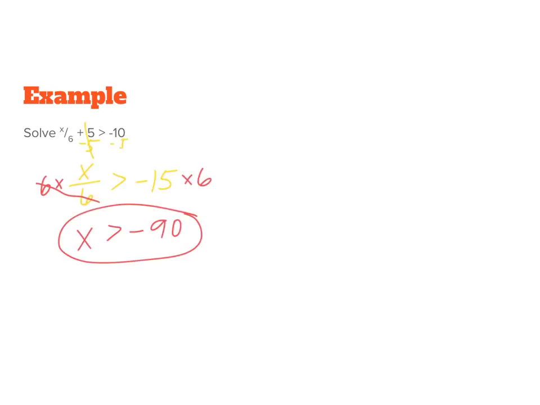So the first thing you should have done is subtract 5 from both sides, leaving you with x divided by 6 is greater than negative 15. From there, to get rid of the 6 on the left, we need to multiply by 6, and if you multiply the left by 6, you have to multiply the right by 6 as well.